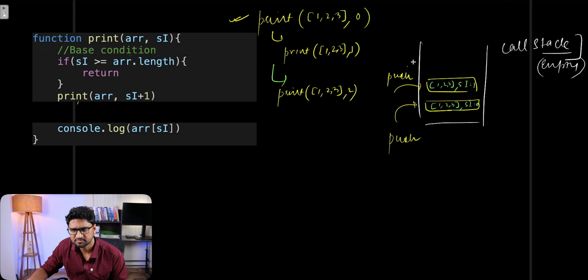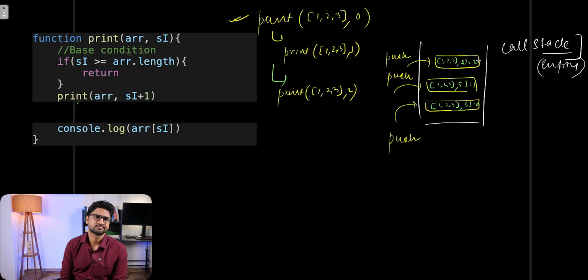You again push, right? And this is the entry. And then you pass 1, 2, 3, and the starting index value that you pass is 2. Clear till this point? Great. So what you see here is, as soon as you keep on calling the function and the function is not done executing, it is there inside the call stack.